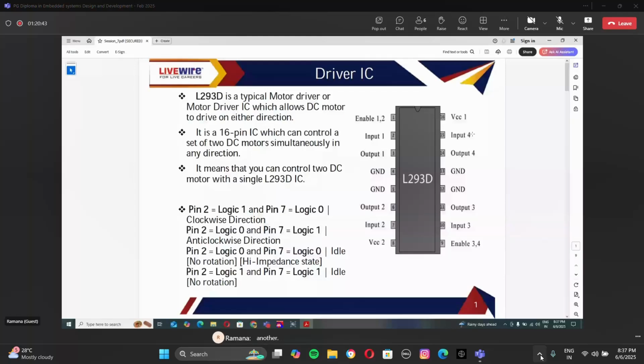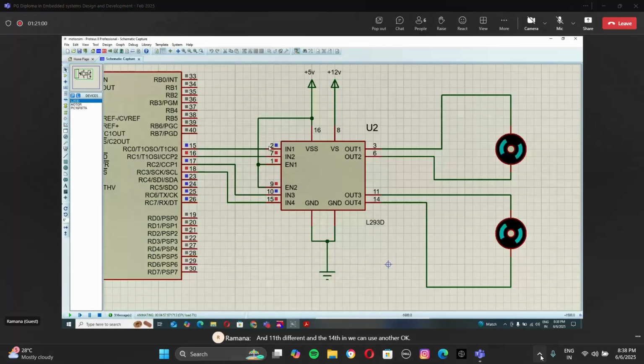So this is output. Third pin and sixth pin we use for one motor, and 11th pin and 14th pin we can use for another motor. Okay. In the diagram you can see it. Okay. It says in Proteus only the pins needed will be there.